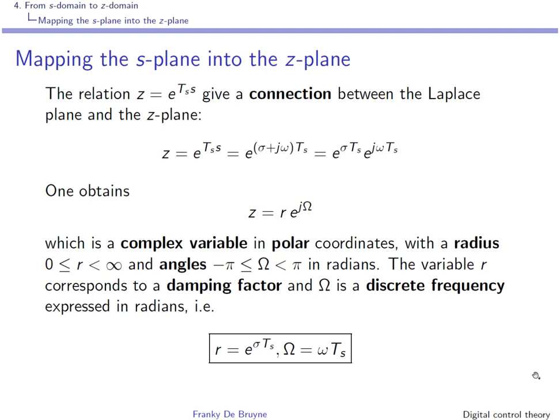The S domain and the Z domain are linked by the relation Z is equal to the exponential of TS times S. And if you look at this connection and replace S by sigma plus j omega, you can rewrite Z as follows. and this will be r, and this can be rewritten as the exponential of j omega, right? So we've kind of gone from a variable s expressed as a complex number, but in Cartesian form, to a z that is expressed in polar coordinates. So r will be the radius, and you can see here that r will be positive, and it will be, well, in between 0 and infinity.